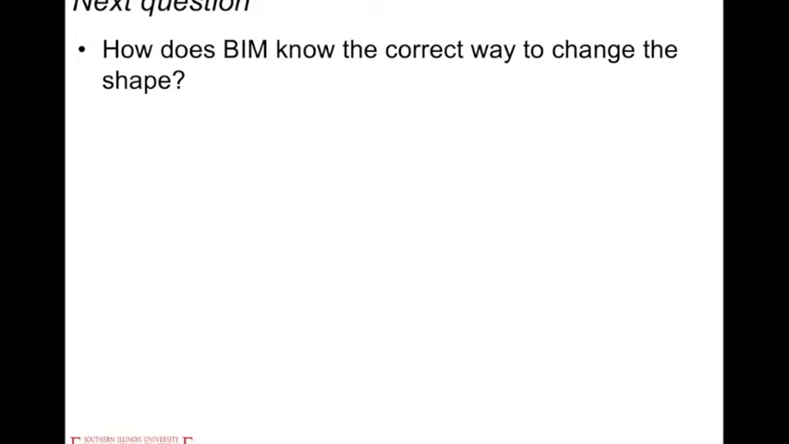Okay. So the next question is: since we know the concept and the technical details about object-oriented modeling, how does the BIM know the correct way to change the shape?